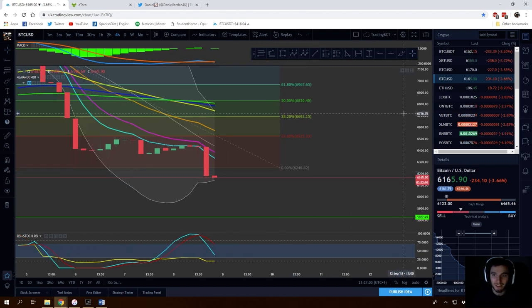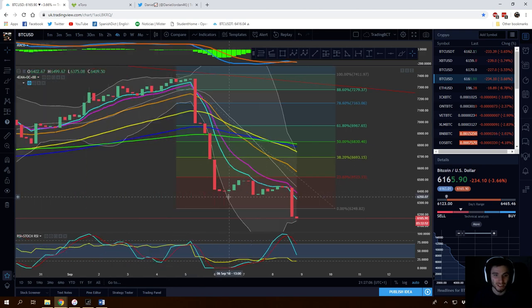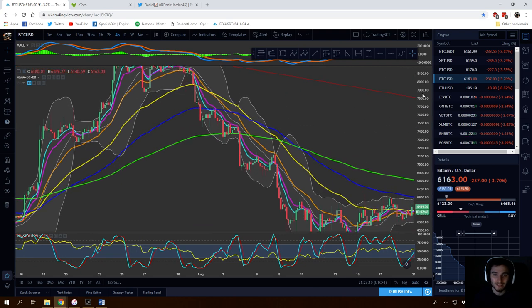So another reason why I opened up this short, obviously getting just rejected off the 8 exponential moving average isn't a great idea, but I'm going to show you here another great setup.